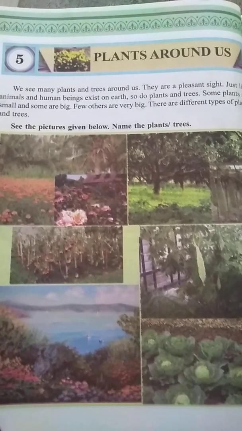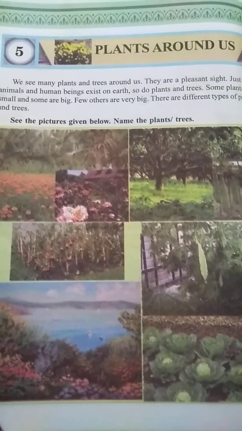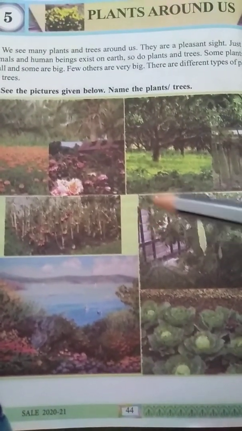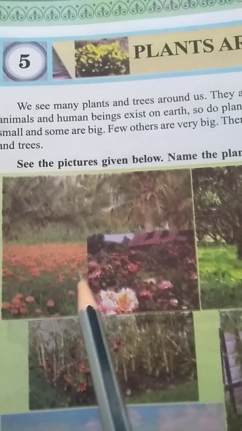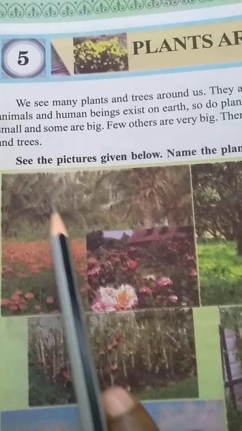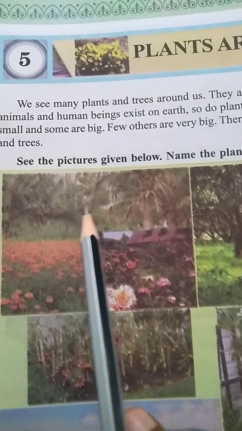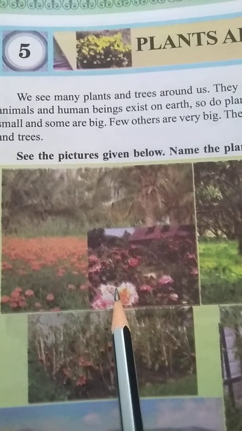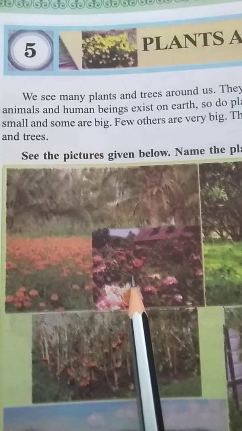Are all plants and trees the same? No. So here on page number 44, one picture is given. We have to just see them. Now see the first picture. What trees are here? These are the coconut trees which are very tall. Here are the plants. Why am I calling them plants? Because they are small in size. So these are the flowering plants.